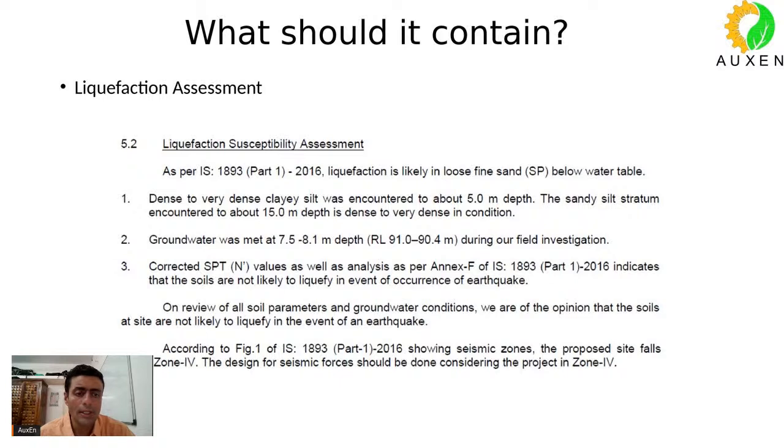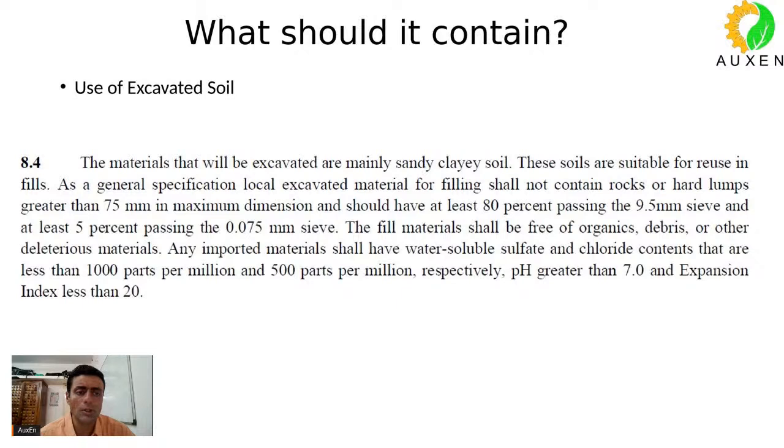Here they have assessed the liquefaction susceptibility. In the current IS 1893 2016 Part 1, they have added an annexure for working out the liquefaction susceptibility of soil. In the last but one paragraph, they write that on review of all the soil parameters and groundwater condition, the report is of the opinion that the soil at site is not likely to liquefy in an event of earthquake. This section you may not get in all geotech reports, but this report was good in that sense that it gave you this section also.